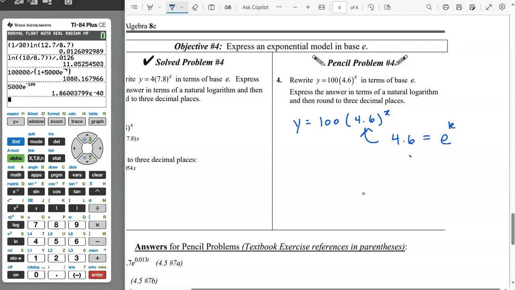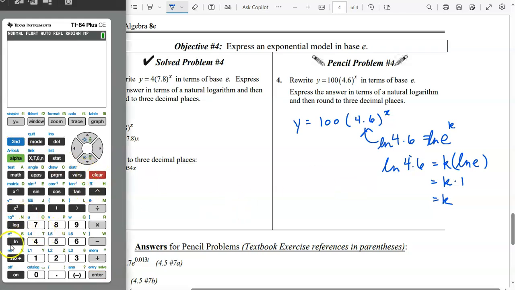And so what is it? 4.6 equals e to the k. So what is k? We need to solve for k. Well, of course we can do that by taking natural log on both sides. So we'd go ln of 4.6 is k times ln of e, which ln of e is just 1. So this just goes k times 1, which is k. And k is equal to the natural log of 4.6.